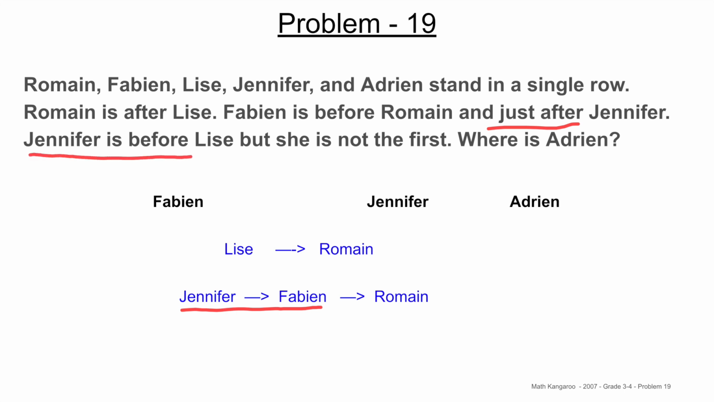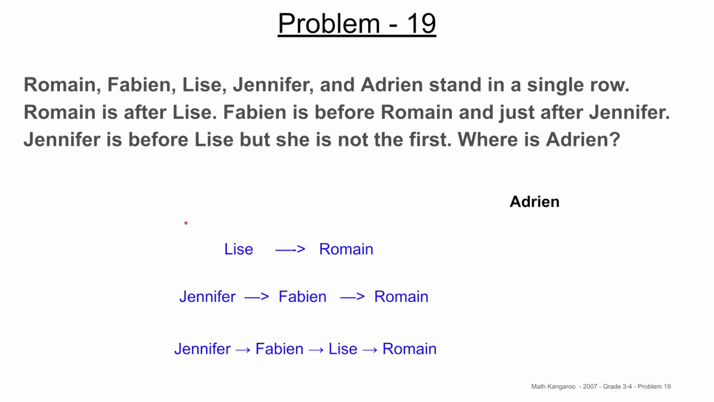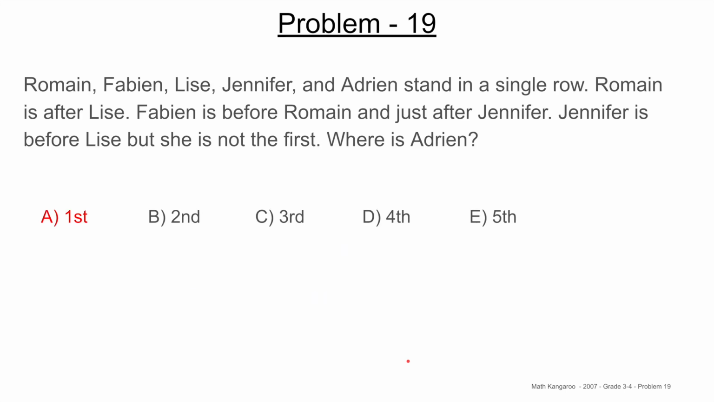Another clue. Jennifer is before Lise, but she's not the first. Very important. So we take that out from our main row. Now our clue says Jennifer is before Lise, but she's not the first. Then who is first? We have only Adrian left. So is Adrian the first guy? Yes. The position of Adrian is the first member in a row. The row looks like Adrian, Jennifer, Fabian, Lise, Roman. So our answer is option A, first.